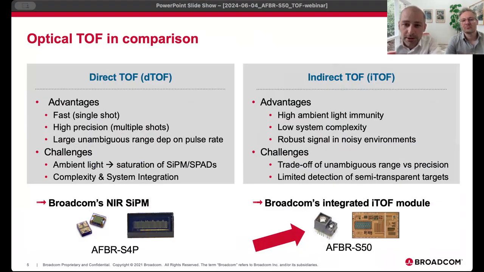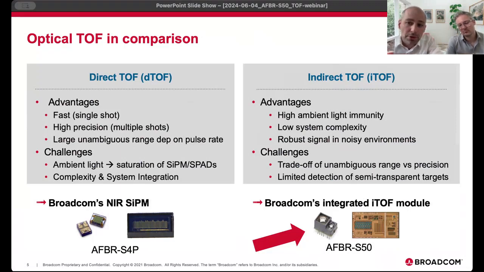The challenges here are that there's a trade-off of the unambiguous range versus precision. So the unambiguous range can be reduced and the precision can be improved, while it also works, of course, the other way around. So there's a trade-off between those two parameters. And there's also a limited detection of semi-transparent targets. So, for example, if you would like to measure on glass surfaces and you would also like to detect the object behind the glass window, then it can be a challenge with the indirect time-of-flight module.